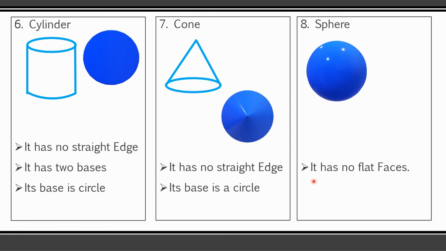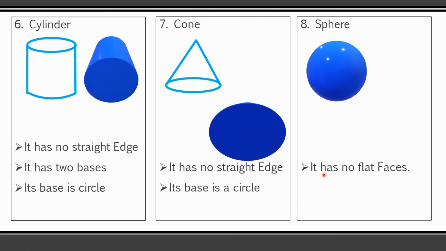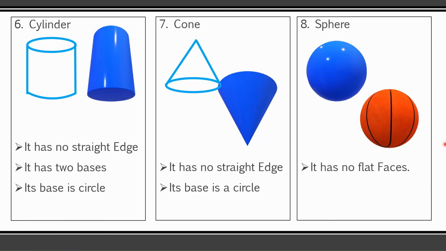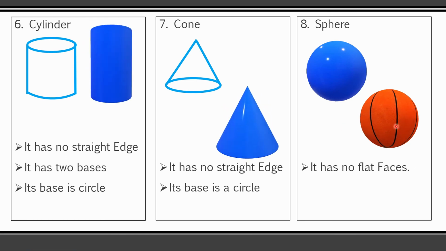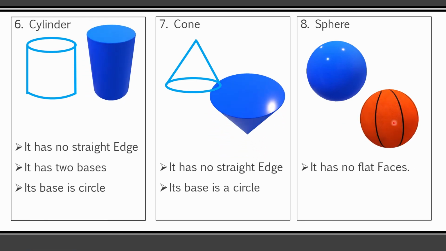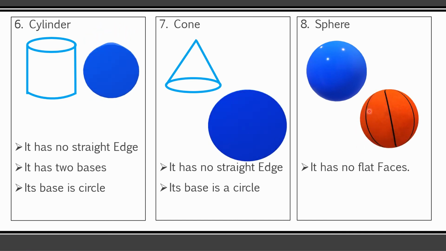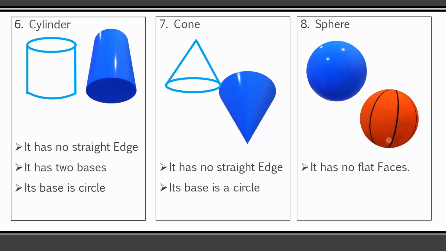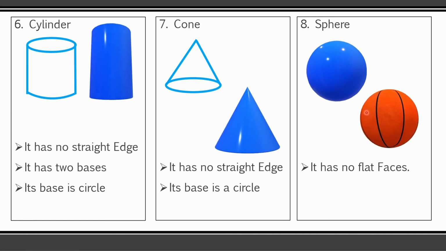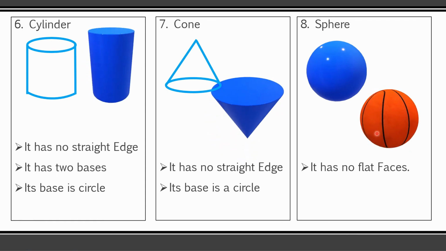A sphere has no flat surface and no straight edges. Nothing is there. For example, a ball, football or basketball is in the shape of a sphere. Clear? It does not have any flat surface, completely curved. And it does not have any straight edge. Clear?